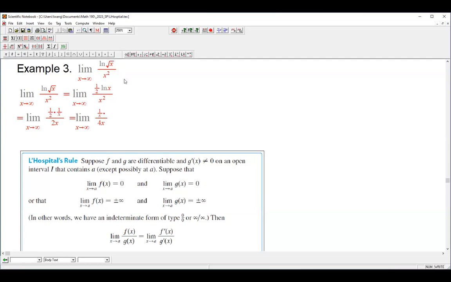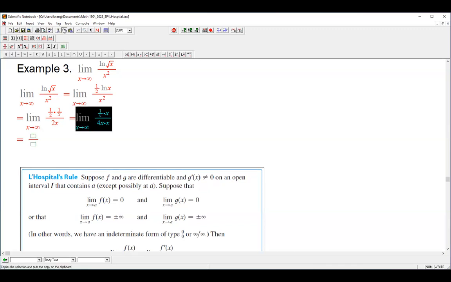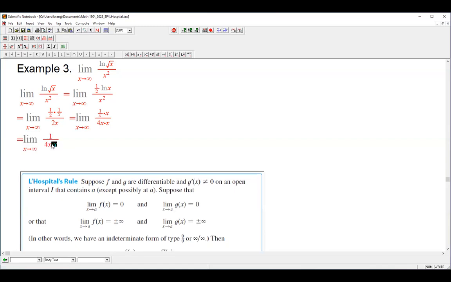Principle number 1: anything times 1 stays the same. So we multiply x on both top and bottom. x is approaching positive infinity, so x can be any positive number you can think of. So we can do this. And now the limit has become this form: the top is 1, the bottom is x squared. When x is approaching infinity, this is going to be 0, the limit is 0, because the denominator is approaching infinity. So that's example number 3.